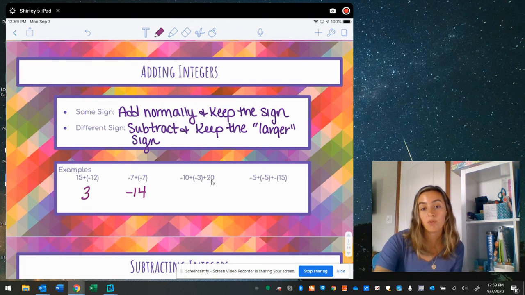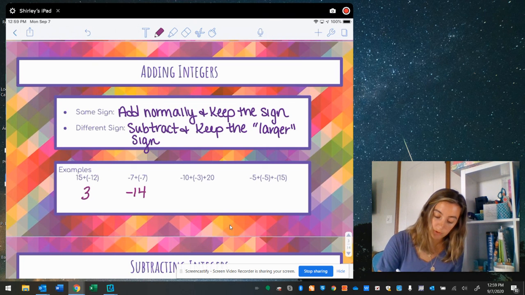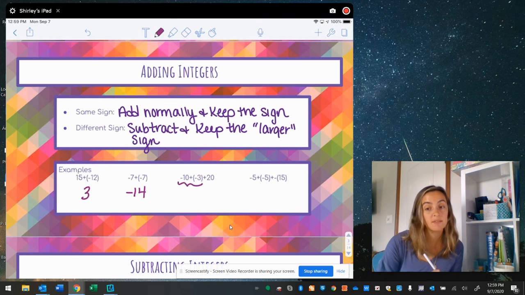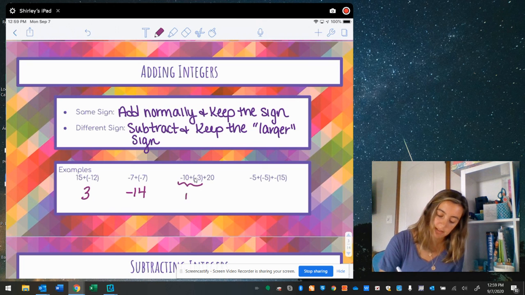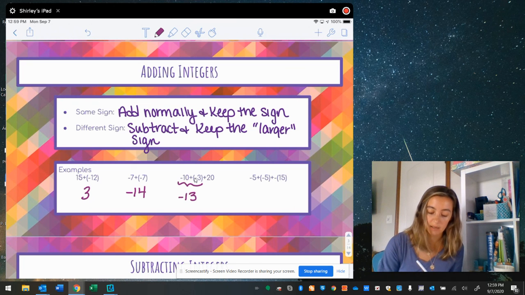If I have more than one number, I'm just going to move left to right, taking two numbers at a time. So I have negative 10 plus negative 3 plus 20. All I'm going to do at first is negative 10 plus negative 3. My sign is the same, so I'm going to add them normally, keep the sign. 10 plus 3 is 13. Since they were both negative, I'm going to keep that negative number.